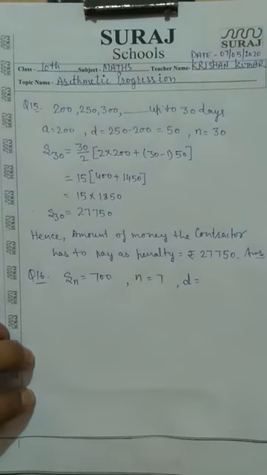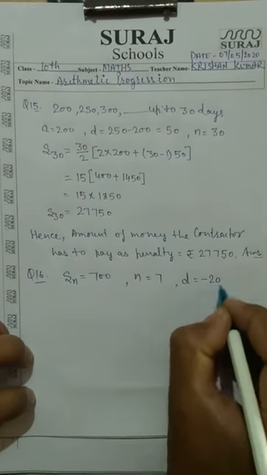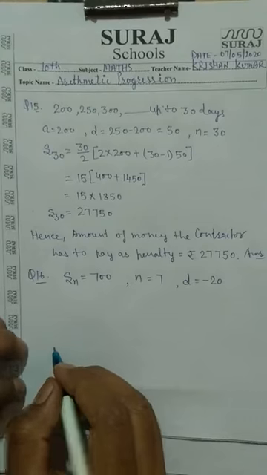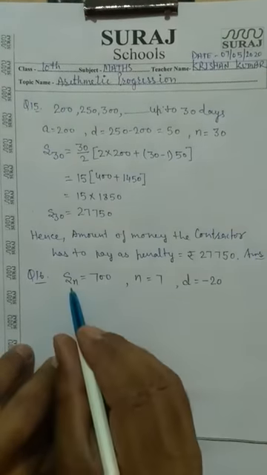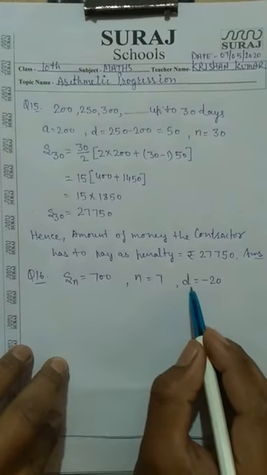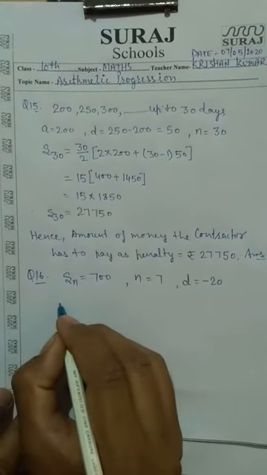D is, so beta, that is a decreasing series. First prize is 100, second is 80, third is 60. So that is the decreasing series. Always in a decreasing series, d is negative. So beta, d is minus 20. In the Sn formula, three terms are given: Sn is given, n is given, d is given. What is not given here? a. So we calculate a easily by the Sn formula.